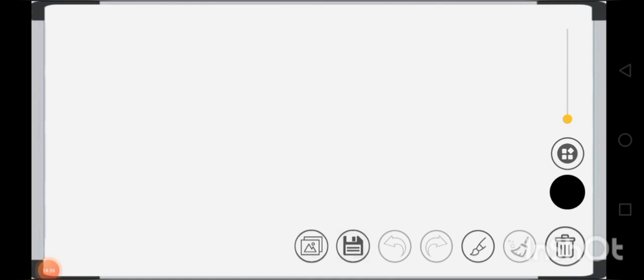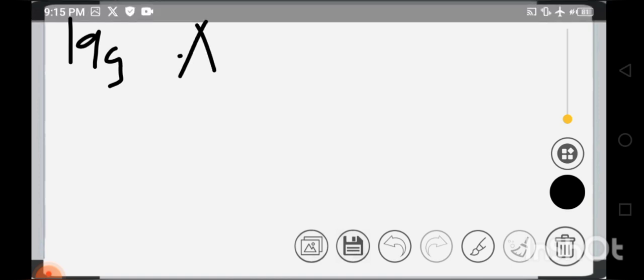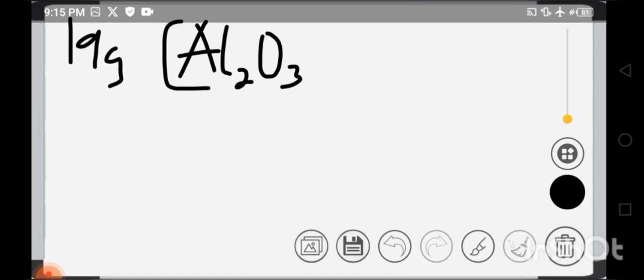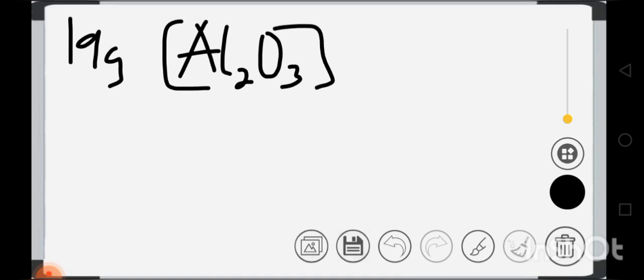If there are 19 grams of oxygen in a sample of aluminium oxide, this is the molecular formula for the aluminium oxide, a sample of aluminium oxide, how many grams of aluminium will be present? How many grams of aluminium will be present?